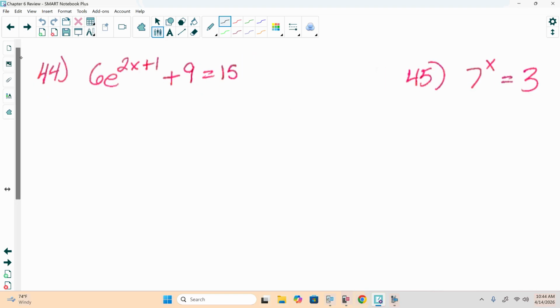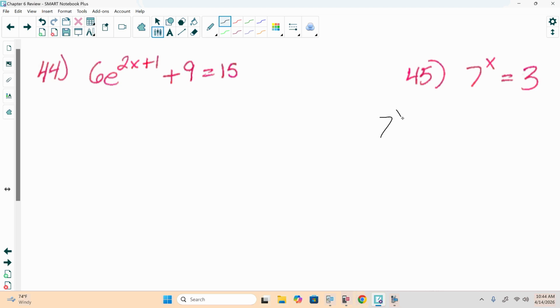Going over the review sheet today, we finished up with problem number 44, I believe, yesterday. So we'll move on and look at number 45. Problem number 45, 7 to the x is equal to 3.